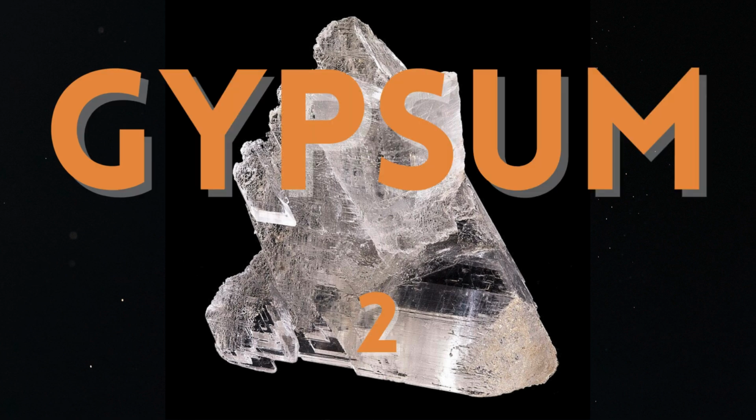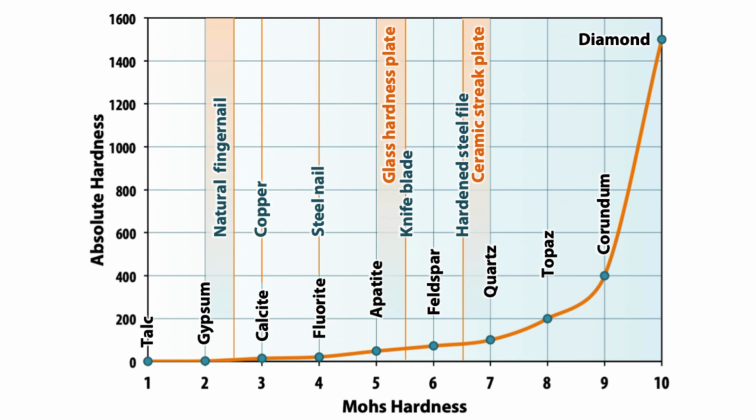Gypsum is numbered 2 in the Mohs scale, meaning it can scratch materials such as talc and other materials with hardness 1. Gypsum has some key appearances in our daily lives in the form of toothpaste and shampoos.